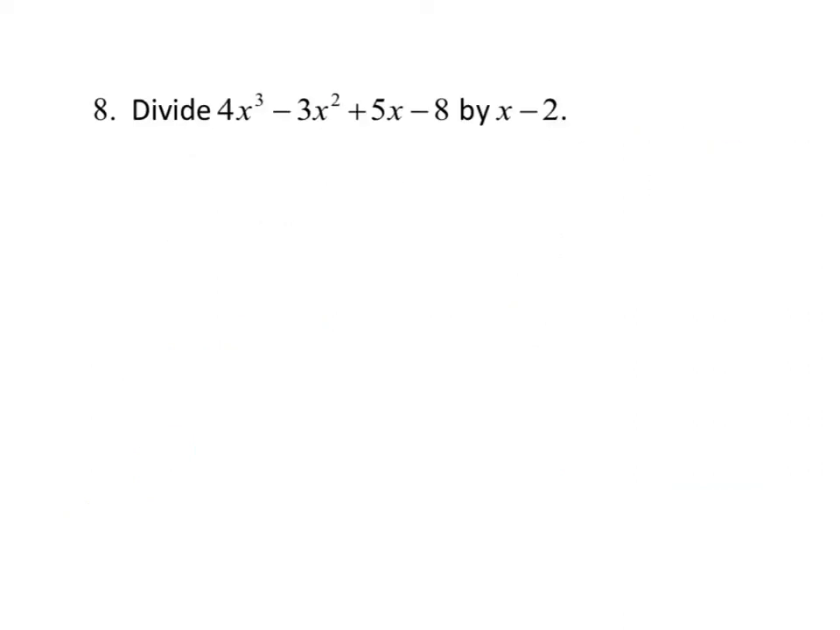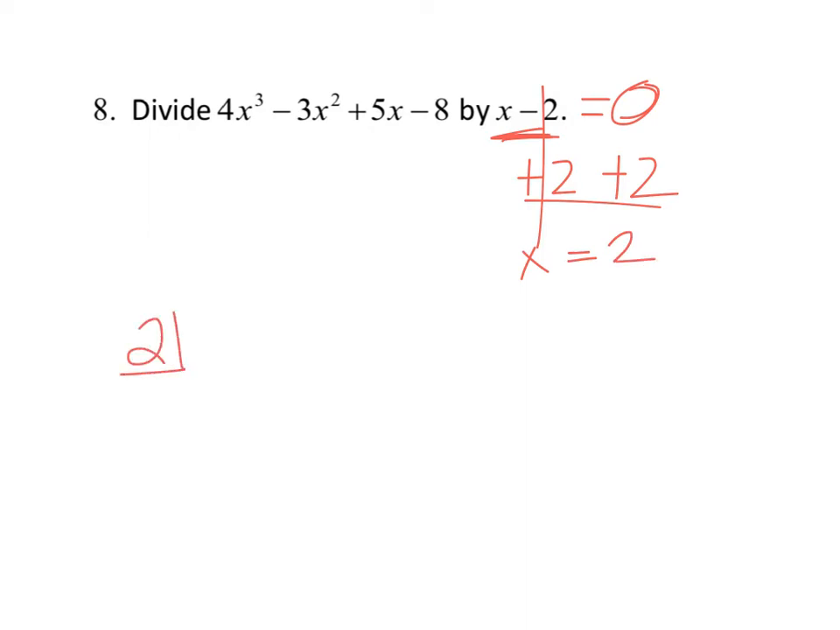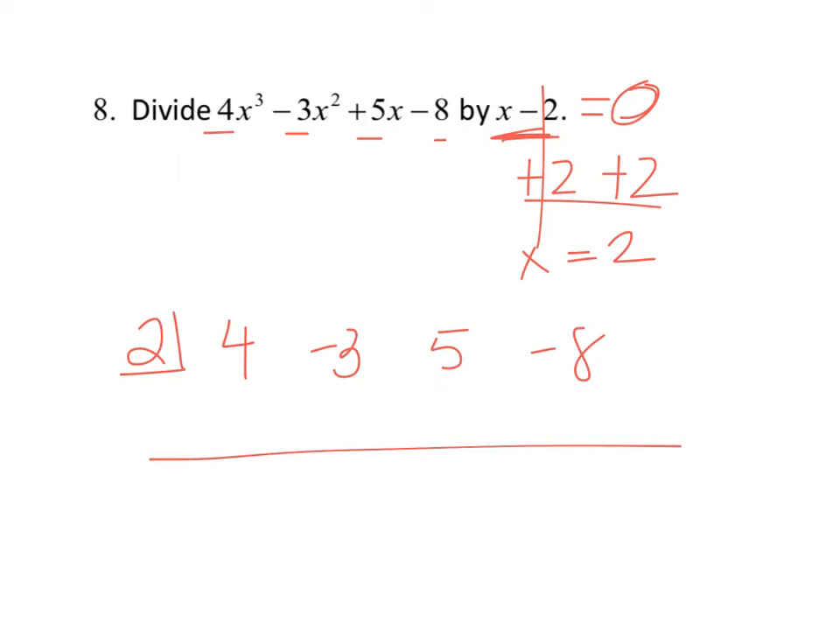So this question asks you to divide this polynomial by x minus 2. So because this is just x minus 2 and it's not squared or anything like that, I can apply synthetic division. So I'm going to set this equal to 0. I'm going to add 2 over. I'm going to get x equals 2. So that's going to be what goes into our box. Now I'm going to take my coefficients. So 4, negative 3, 5, and negative 8. I'm going to draw my line underneath.